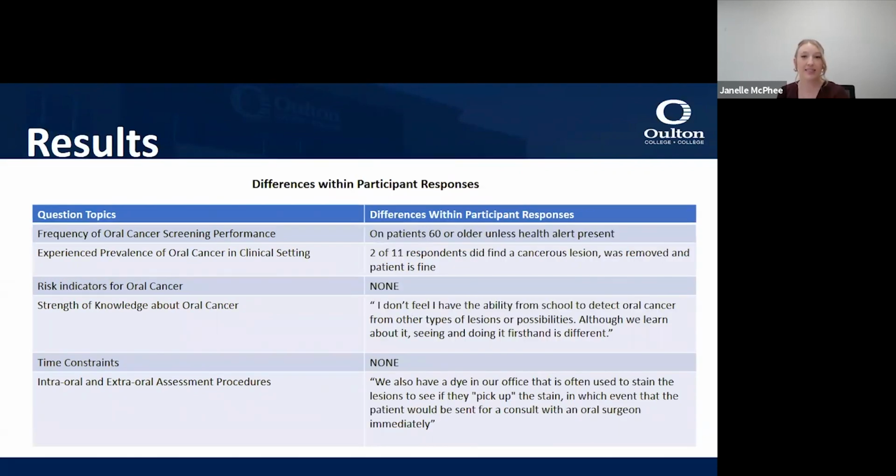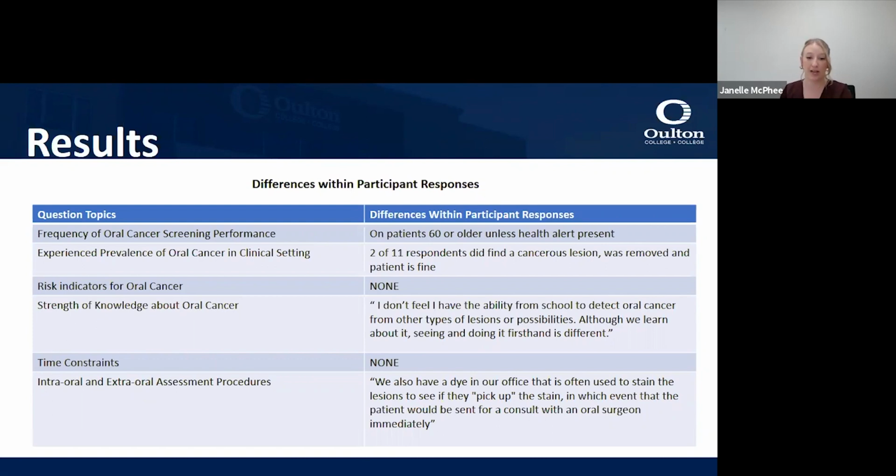Now this slide shows the differences among the participants. Again, frequency of oral cancer screening performance: some said that they only do it on patients 60 or older unless they have a health alert present. Experience with prevalence of oral cancer in clinical settings: 2 of the 11 respondents did find a cancerous lesion. It was removed and the patient is now fine.